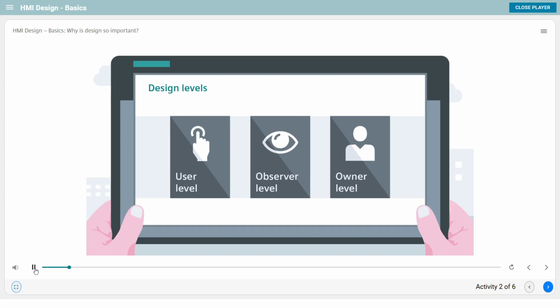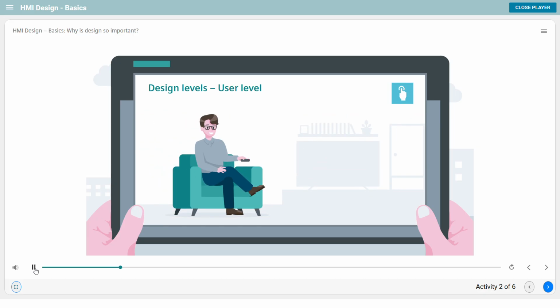So design operates on various levels. A basic distinction is made between three specific levels: user, observer, and owner. To illustrate this concept, let's look at three examples from everyday life. Example 1. The user level.